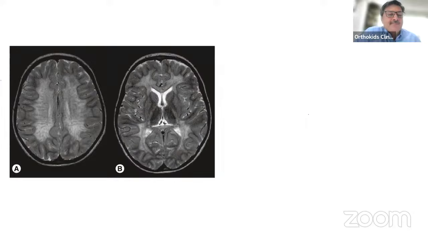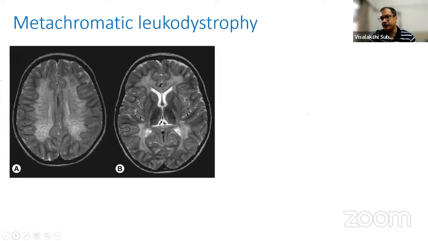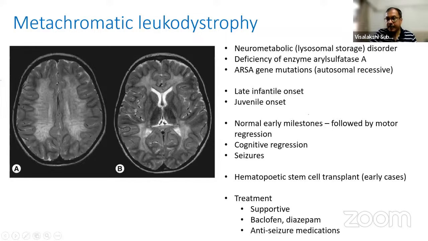So this is a leukodystrophy. This is actually metachromatic leukodystrophy. Leukodystrophies as such are a big cohort of disorders that can mimic CP. And metachromatic leukodystrophy is a neurometabolic or a lysosomal storage disorder.